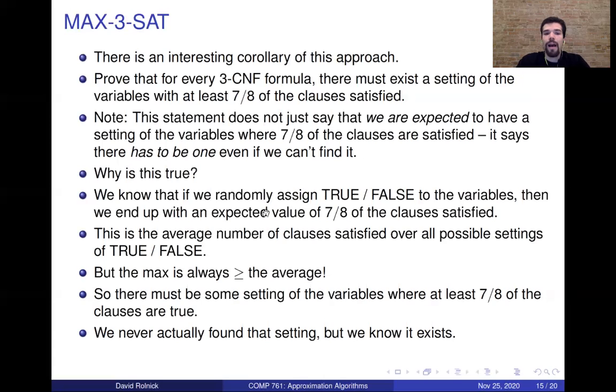This is a super powerful way of proving things: showing that the expected value of something is a certain amount, and then showing that there has to be something which is at least that expected value. Even if you can't get there, you know it exists.